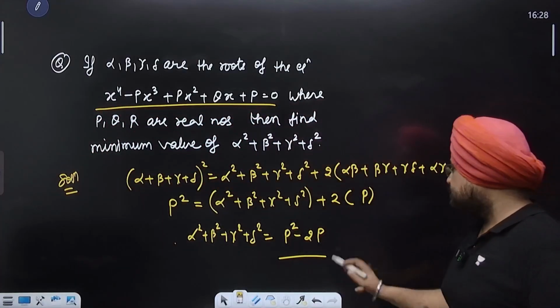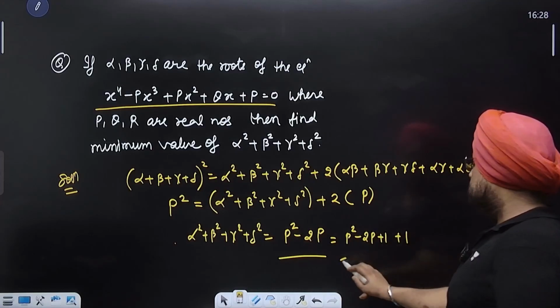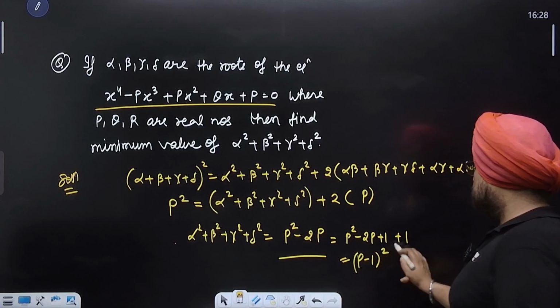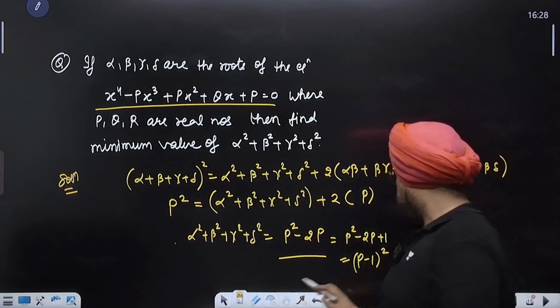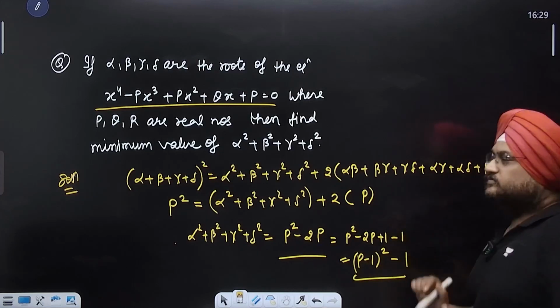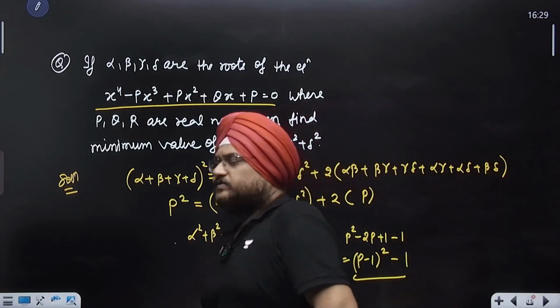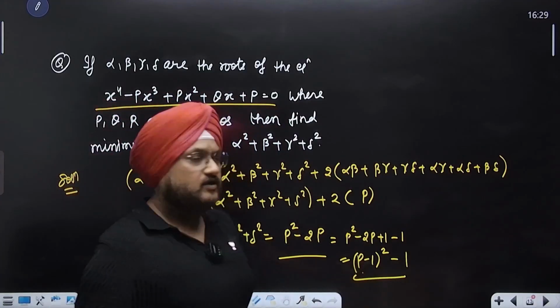Now p is given as a real number, so to find the minimum value of this expression, we can use the perfect square method. I can write this expression as (p minus 1) whole square minus 1. The perfect square cannot be negative. It is always non-negative. Its minimum value is 0 at p equal to 1.